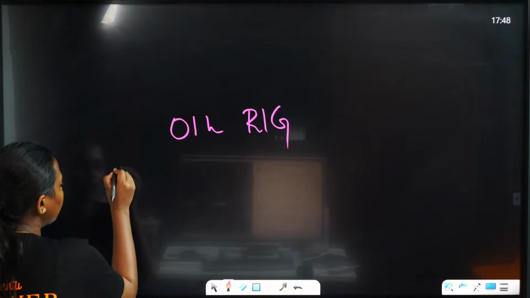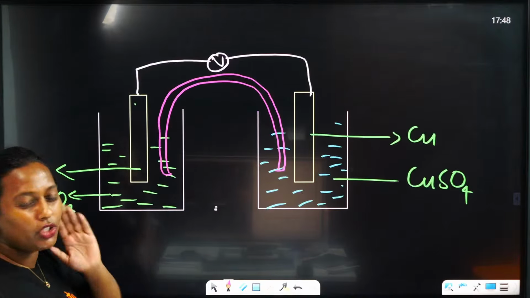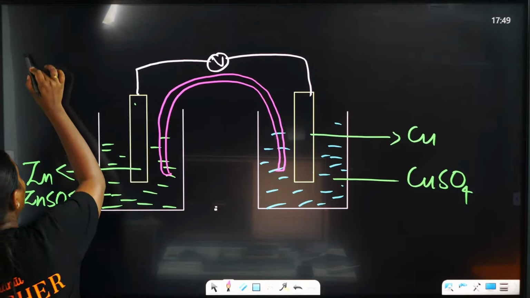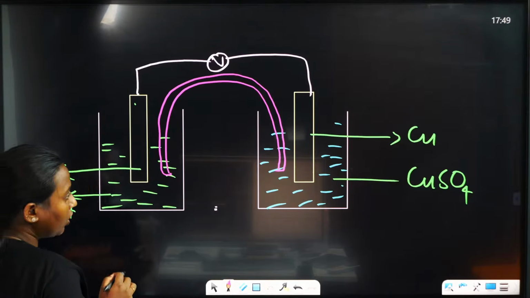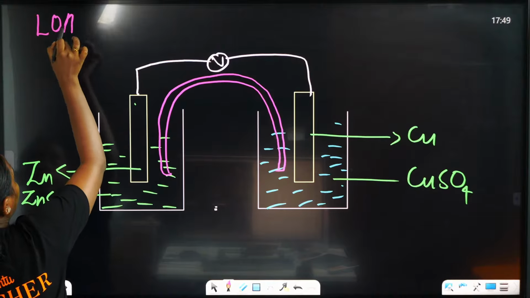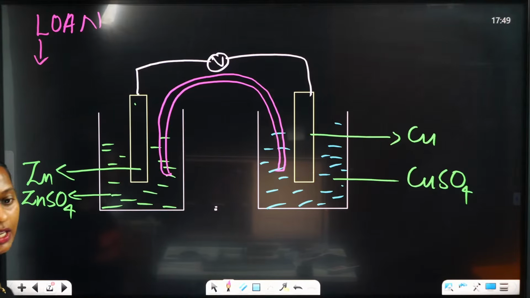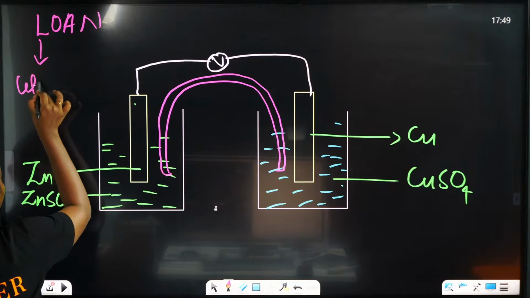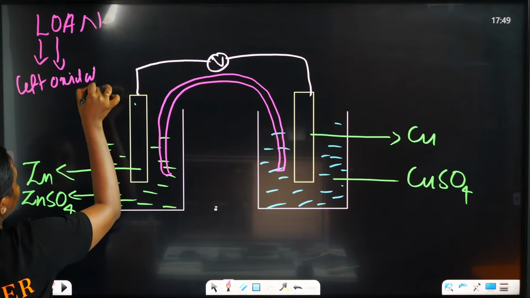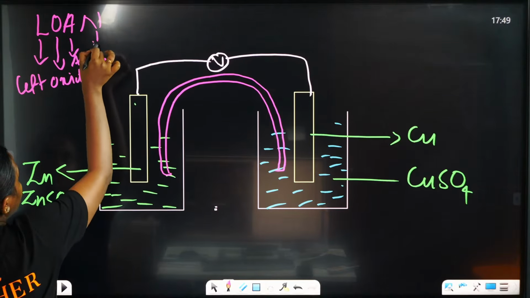Next important point. In the cell, when you study, just use a code and you can study easily. What is the code? The code is LOAN. I'll write it here: LOAN. L means left side, O means oxidation, A means anode, N means negative.